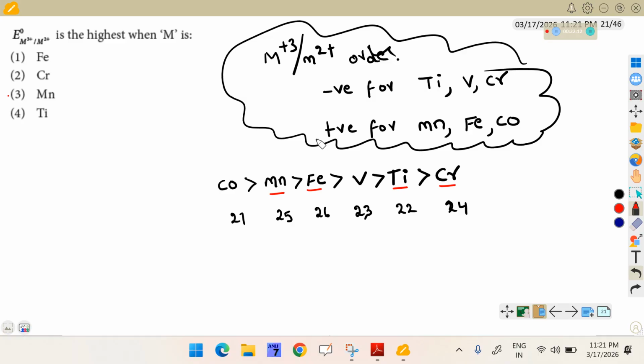E naught M3+/M2+ is the highest when M is... M3+/M2+ is negative for titanium, vanadium, chromium, and positive for manganese, iron and cobalt. Here the given options are iron, manganese, titanium, and chromium. The question is: highest for manganese.